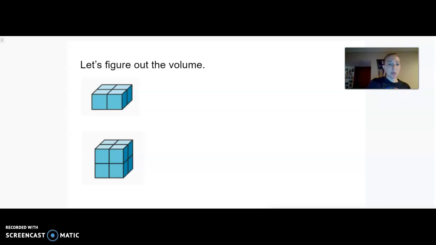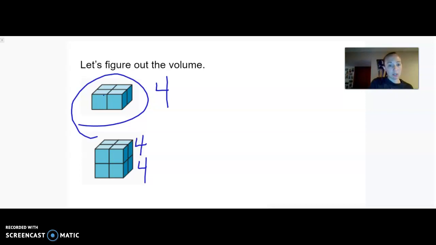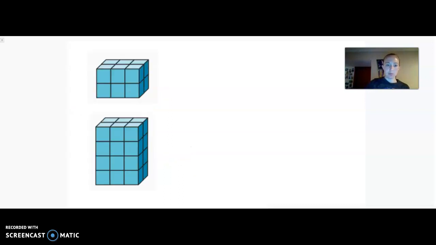All right, volume of this guy right here. We can see all the cubes. There's just 1 layer. It has 4. So the volume is 4 cubic units. Now this one's similar. They just stacked another layer. So I have a 4 and I have another 4. So the volume would be 8 cubic units. All right, I want you to try these 2, and then I will go over them. So give them a shot.